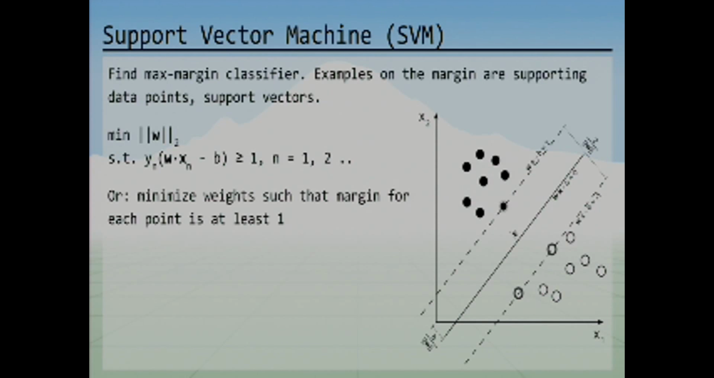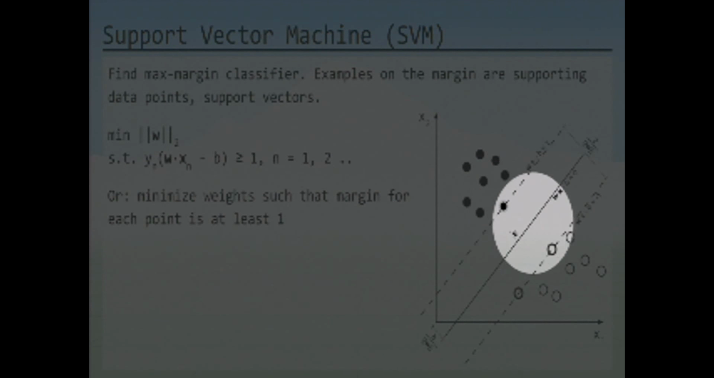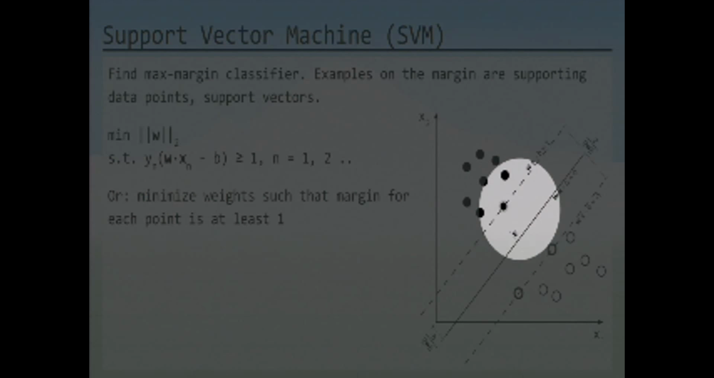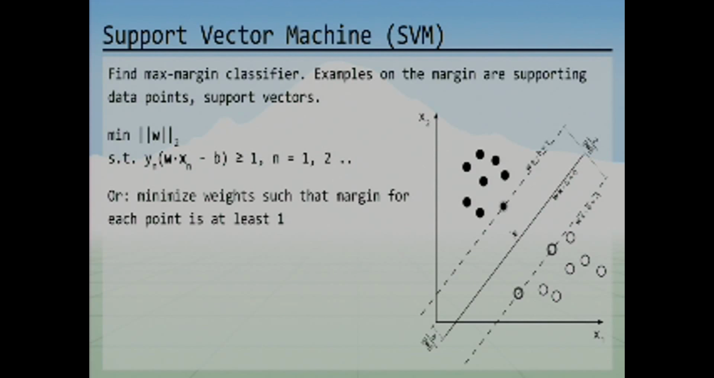And in practice, instead of finding the classifier that has the largest margin, what we're going to do is set the margin to be equal to 1. So we're going to say that the distance between this line and these points is going to be 1, and then we want to minimize these weights such that the margin between the points and our decision boundary is at least 1 for all of the points.